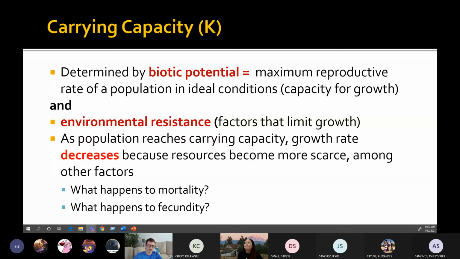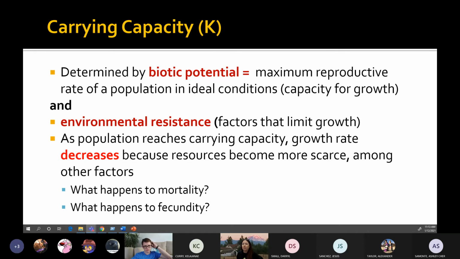It is determined by biotic potential. What biotic potential means is the maximum reproductive rate of a population in ideal conditions. So living potential, basically, is another way to put it. It's capacity for growth. Another thing is environmental resistance. We talked about resistance versus resilience and the factors that can limit growth, so resistance to those changes.